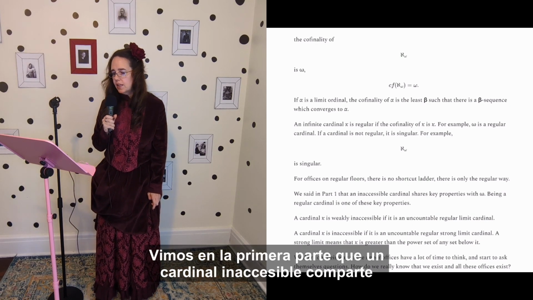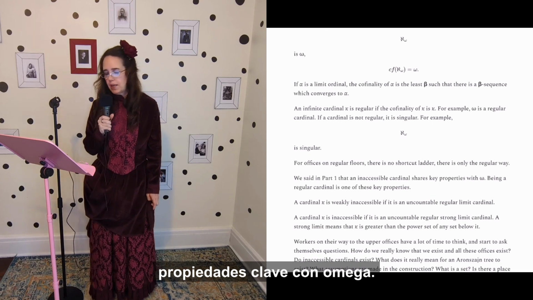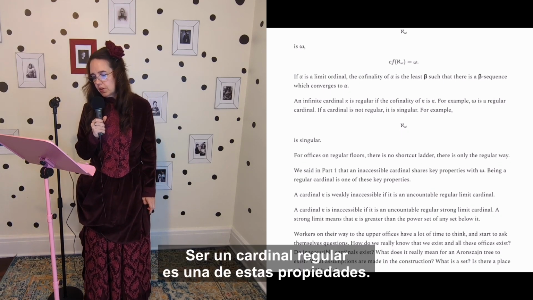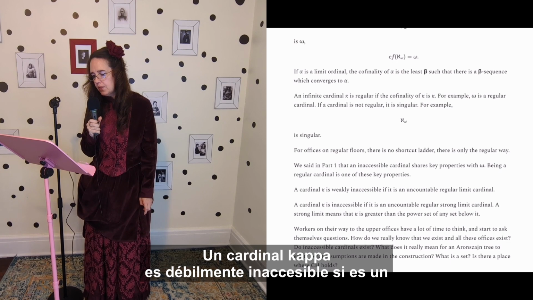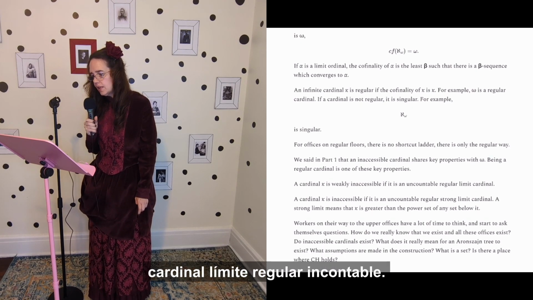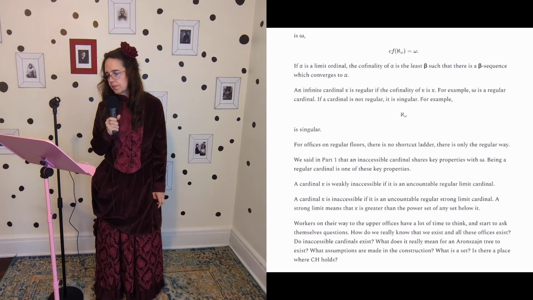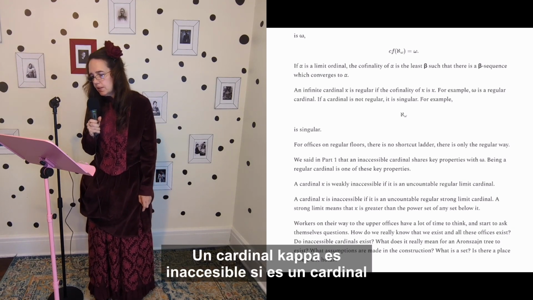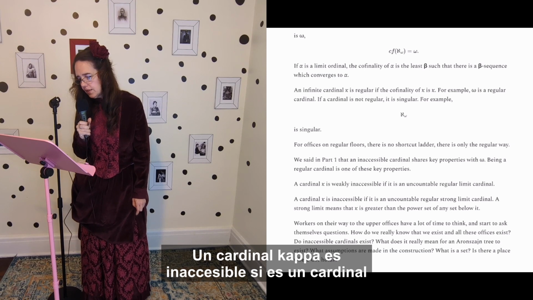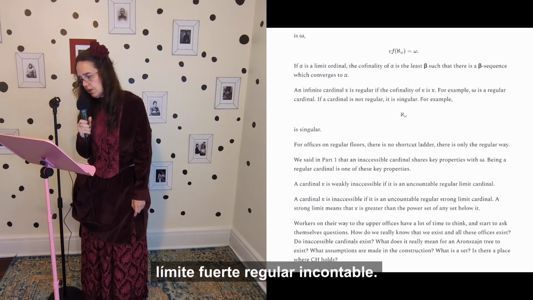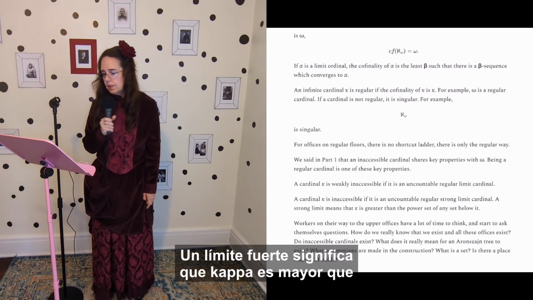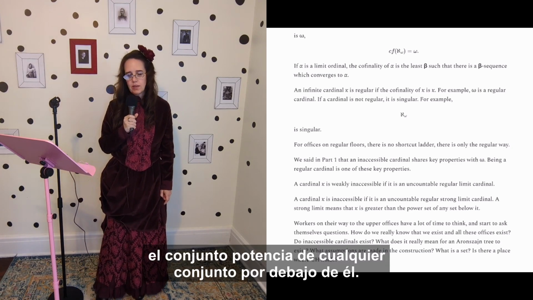We saw in part 1 that an inaccessible cardinal shares key properties with omega. Being a regular cardinal is one of these properties. A cardinal kappa is weakly inaccessible if it is an uncountable regular limit cardinal. A cardinal kappa is inaccessible if it is an uncountable regular strong limit cardinal. A strong limit means that kappa is greater than the power set of any set below it.